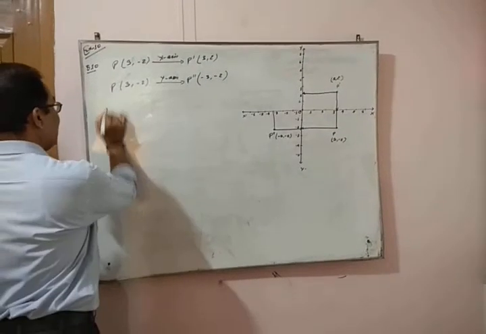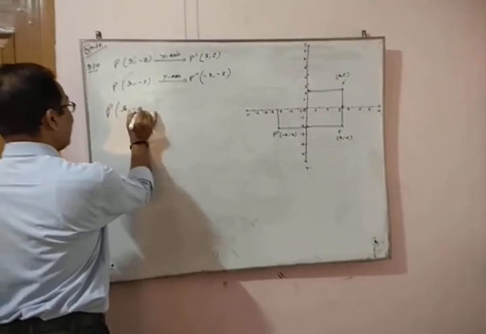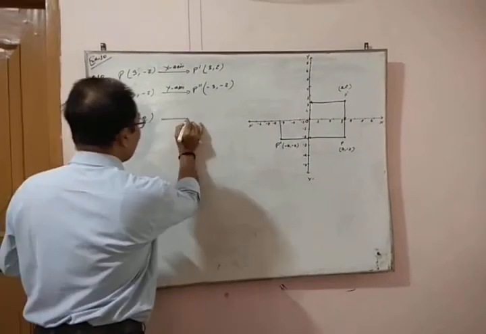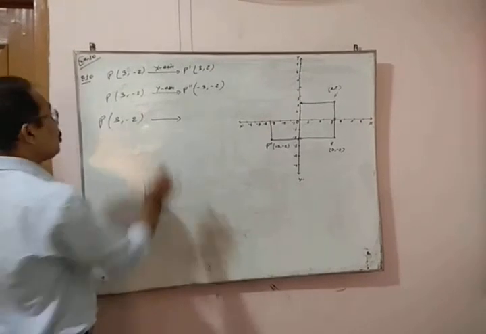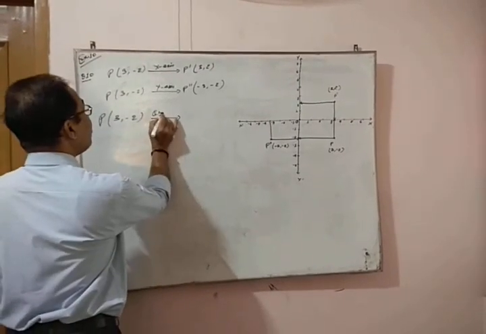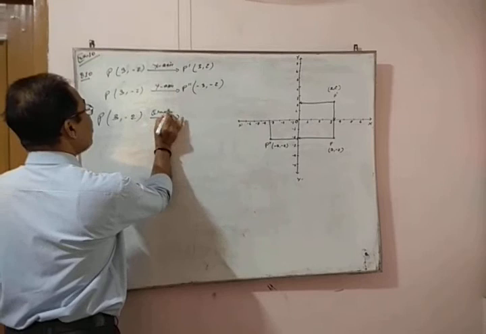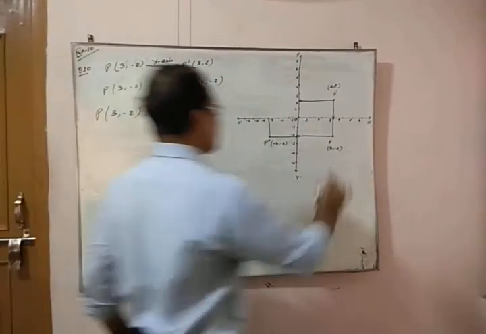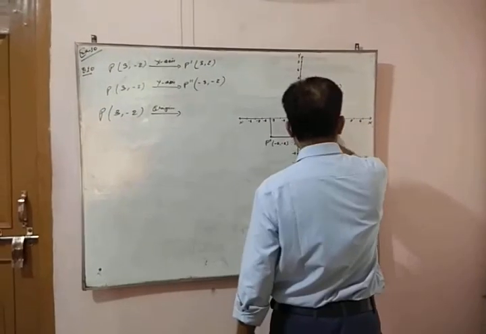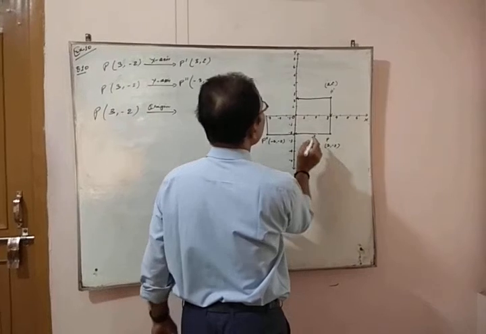Suppose that P is a point, coordinates are 3, minus 2, and the reflection is taking place through the origin. So this is the distance of the point P from the origin.